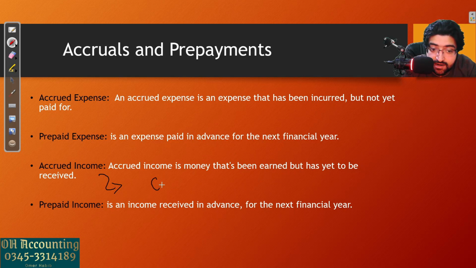So this is your current asset because you have provided the service. You are waiting for payment. So they become your receivables. You have to receive money from them, right? So this is a current asset in your SOFP.